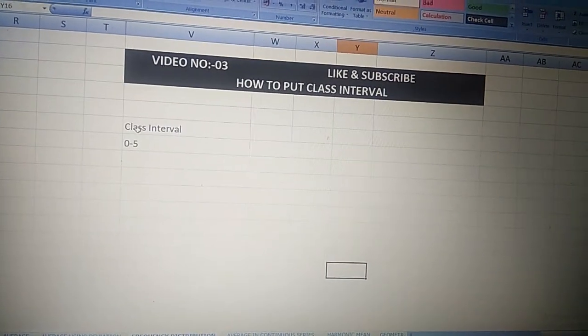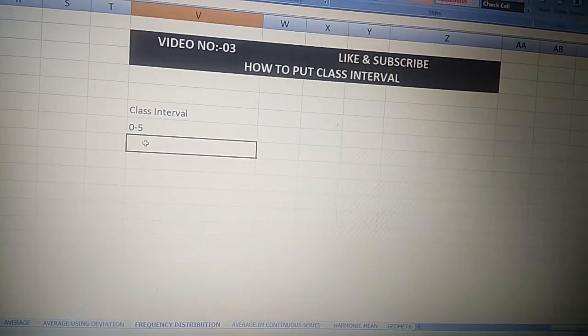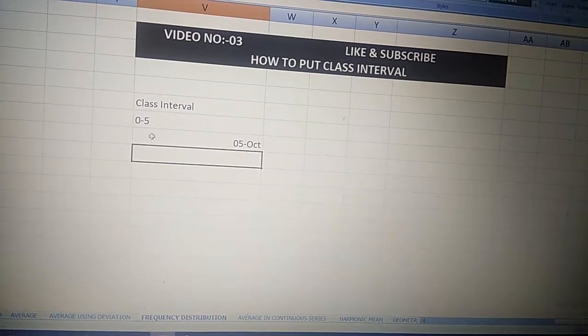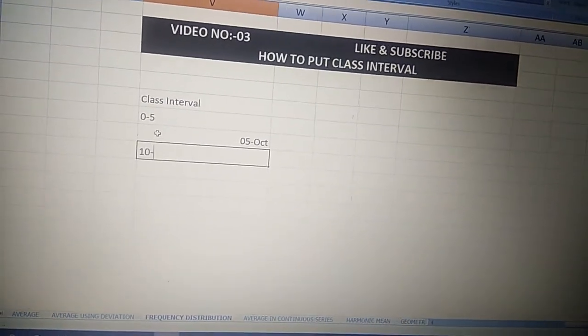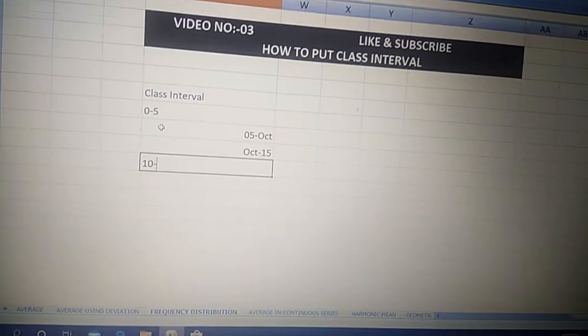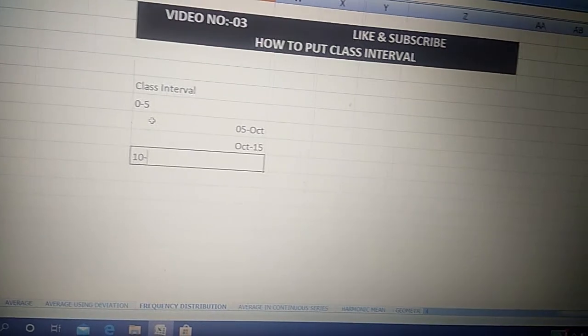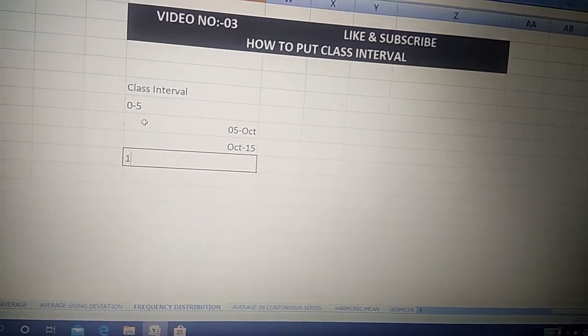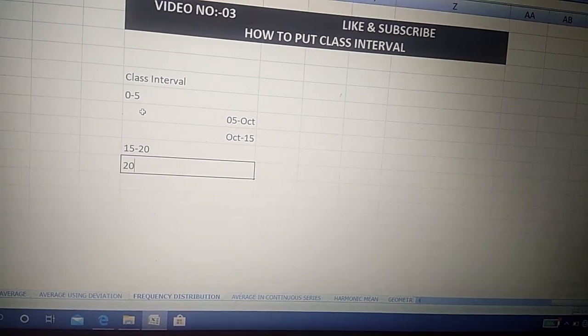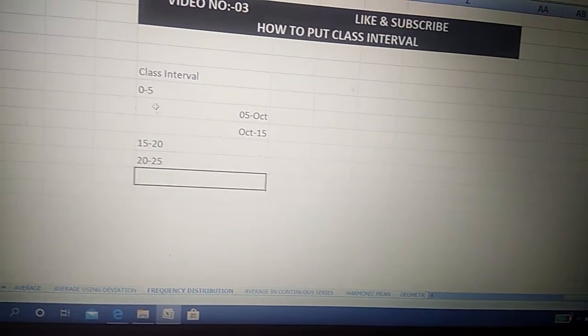So here I have written class intervals 0 to 5 and then I am writing 5 to 10 and enter. It is not taking. Then I am taking 10 to 15. Again, not happening. Sorry, 10 to 15 already written. So 15 to 20. And now it is taken correctly. 20 to 25. And now everything is okay.